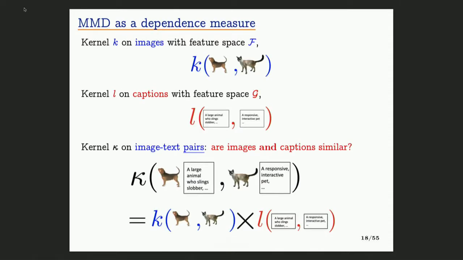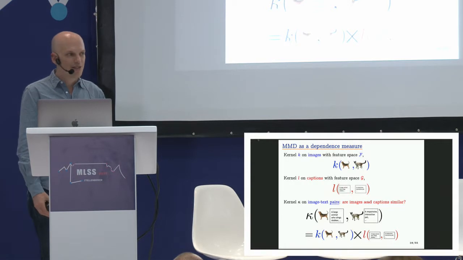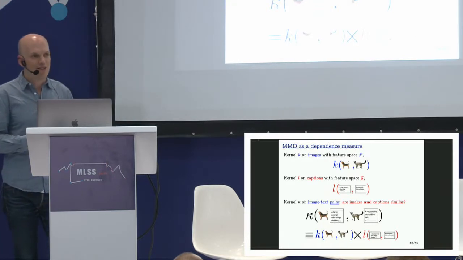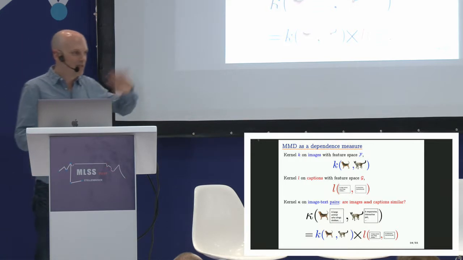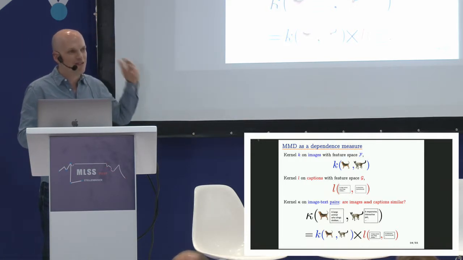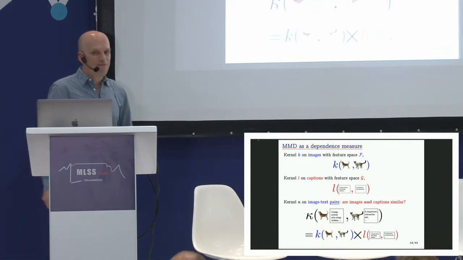So a valid kernel between one image caption pair and a second image caption pair is just the product of the kernels. A way to understand a product is as a sort of AND operation. If both of them are large, then the product is large. But if either is small, then the product is small. That's a very high-level way to understand it, but I find it helpful to think about it. So this is a valid kernel.